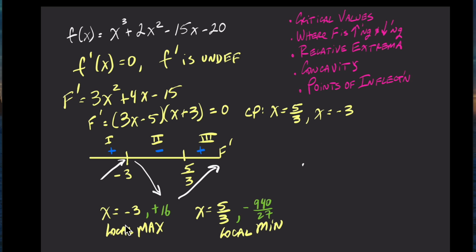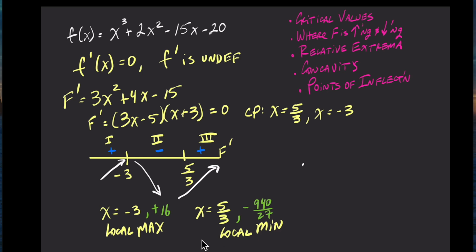Finishing up here, we found that we have a local maximum at x equals -3. In order to find the y value, you need to do f of -3. You plug the -3 back into the original function, not the derivative. And if you plug in 5/3 into the original function, you get this fraction shown here.